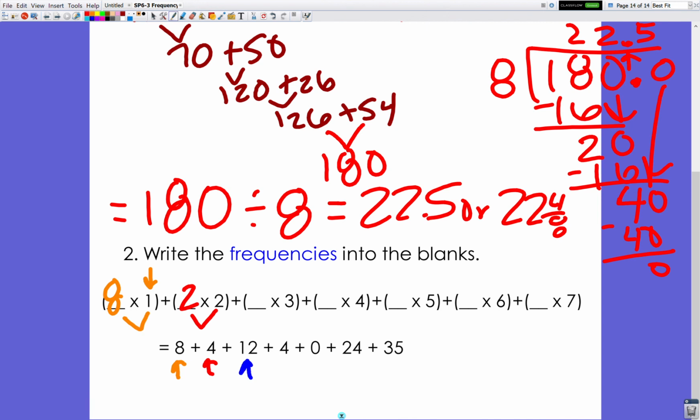Here I have 12, so what times 3 is 12? 4. Here's 4. What times 4 is 4? 1. Here's 0. What times 5 is 0? No, excuse me, I said that backwards. What times 5 is 0? 0. Here we have 24, so what times 6 is 24? 4. And then here we have 35, so what times 7 is 35? 5.